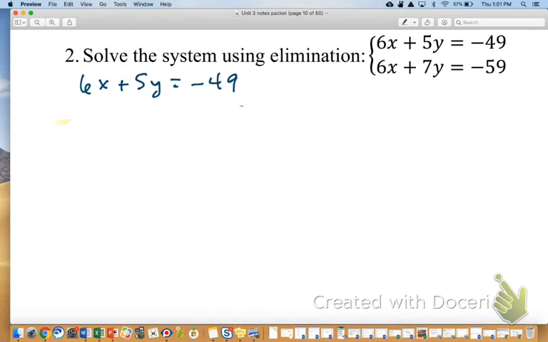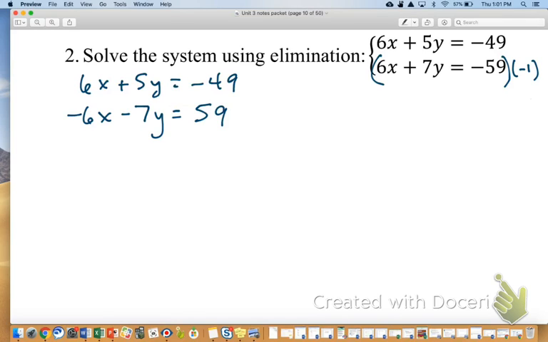Negative 1. Yep, that's exactly what I'm going to do. So I'm going to take this bottom equation, and I'm going to multiply it by negative 1. And that means I got to multiply every single term. This goes to Ella's point. I got to multiply every single term through by a negative 1. So that's going to give me negative 6x minus 7y equals positive 59.